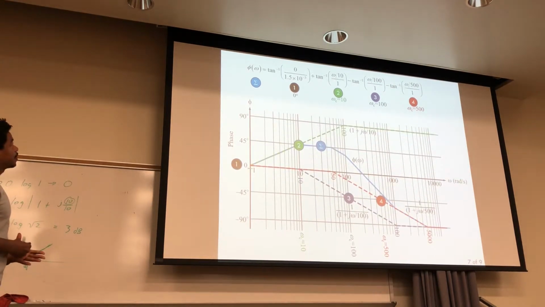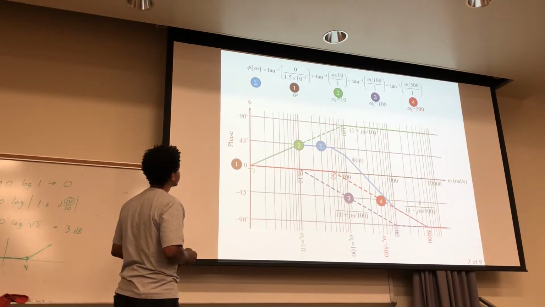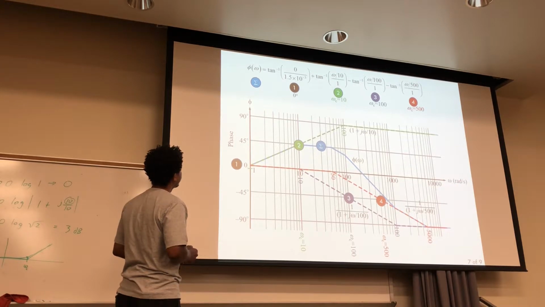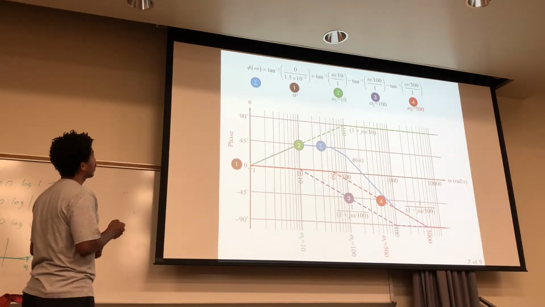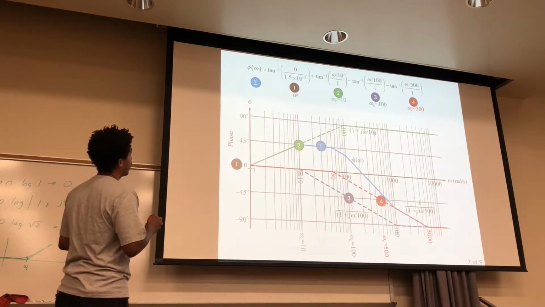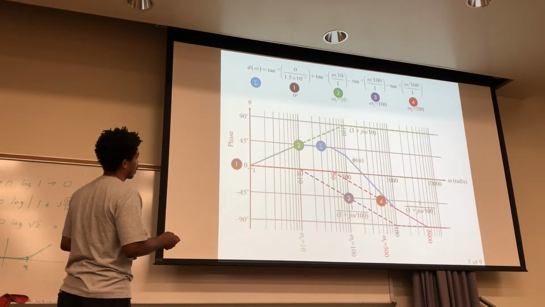For the phase, very similar. So what you want to look at is each component as you plot. Okay, so for this first one right here, you had the imaginary over the real, so that's this one. And the inverse tangent of 0 is going to be 0 degrees. So that doesn't contribute anything. It just lies along this line.